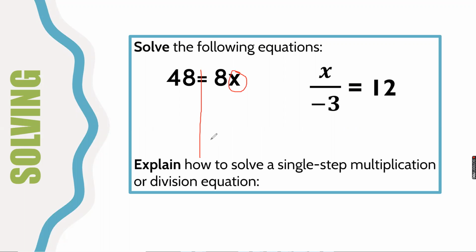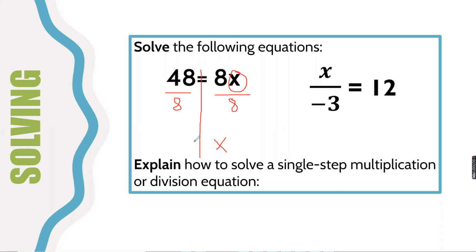So I should get an x at the end. I'm asking myself what's happening between the 8 and the x. Since it's multiplication that I see, I'm going to do the inverse operation, which is division. So I'm dividing both sides by the number that's keeping x from being alone. So 8 is preventing x from being alone, so I'm dividing by 8 to get rid of it. Dividing on that left side as well by the same number that I said before.